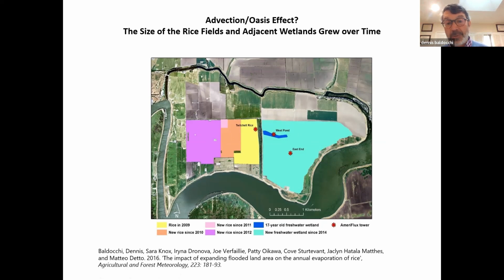So I guess the lesson here is that the amount of evaporation you may see in a semi-arid irrigated condition will depend on how isolated that system is or how entrained it is into a larger mosaic of irrigated fields.